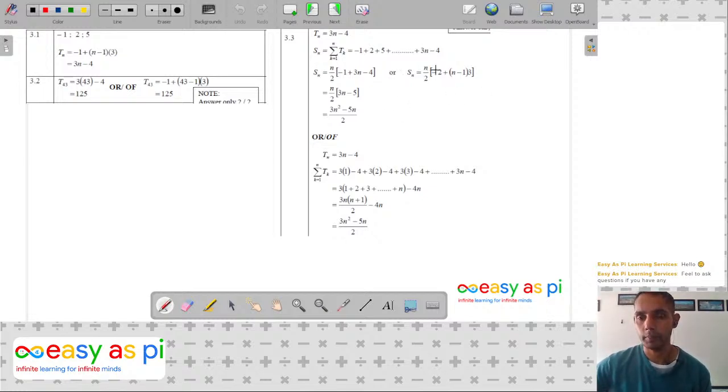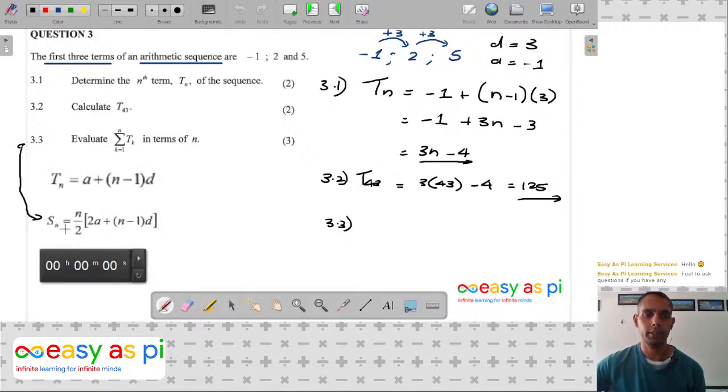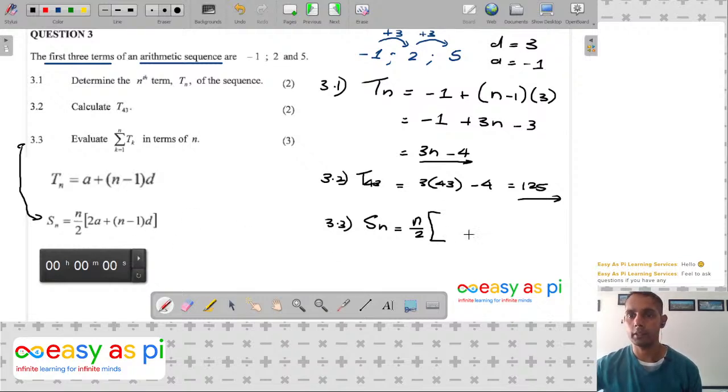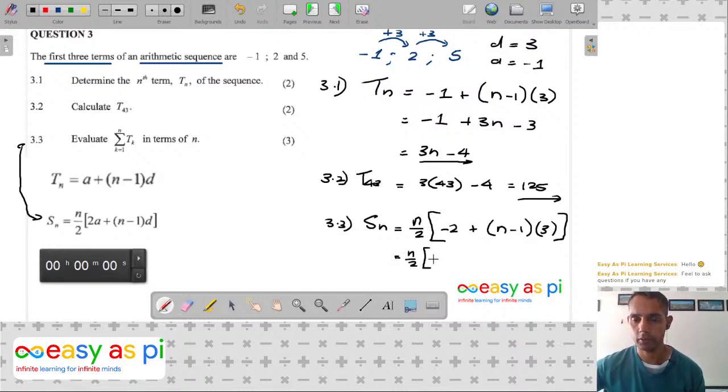You could have said, let me put in what I have here, and that's the easiest way really, right? So you could say Sn is equal to n over 2, and we don't know what n is, it's general, times 2 times A, which is -2, plus n minus 1 times my D, which is 3. I close my brackets, and then I go about simplifying this. So this becomes -2 plus 3n minus 3.